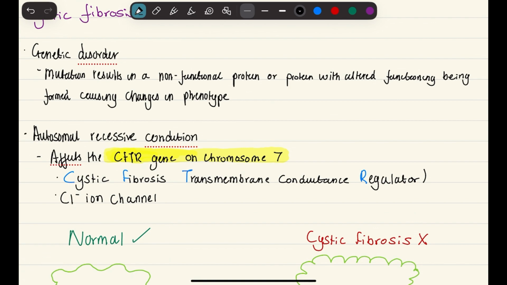It affects the CFTR gene on chromosome 7. Let's define CFTR, could be a 1 marker: cystic fibrosis transmembrane conductance regulator. I think the bit that catches people out is that this part, conductance, isn't part of the name. A bit confusing, but just accept it. And knowing chromosome 7 is really important as well. Can be a multiple choice question. What we are really interested in is that it's a chloride ion channel.